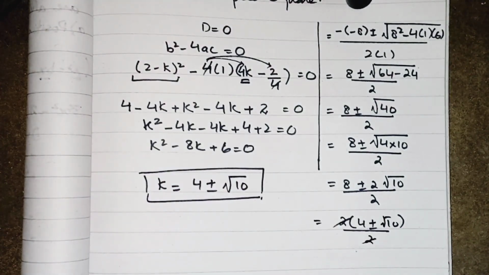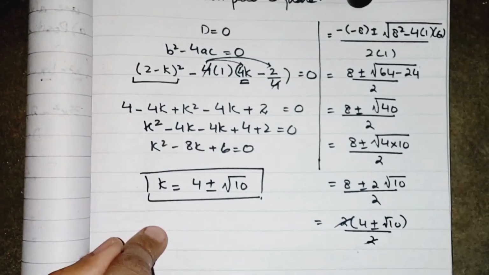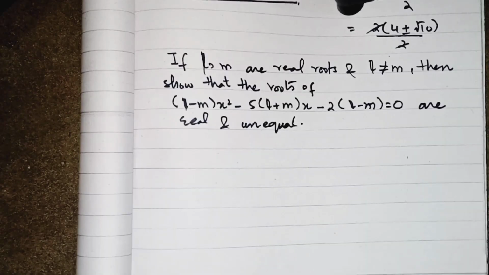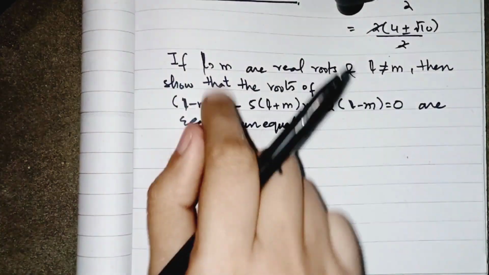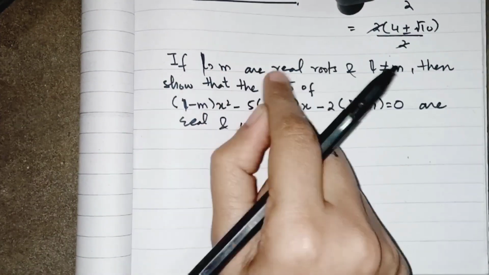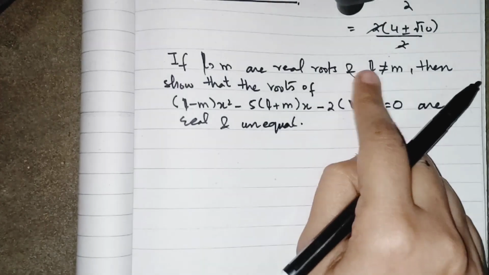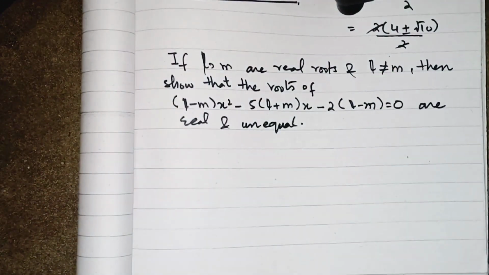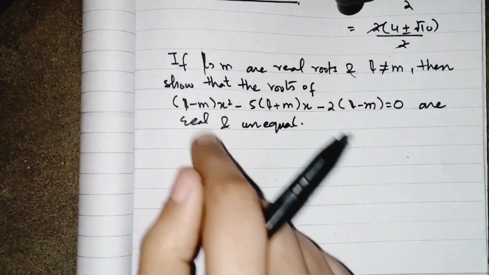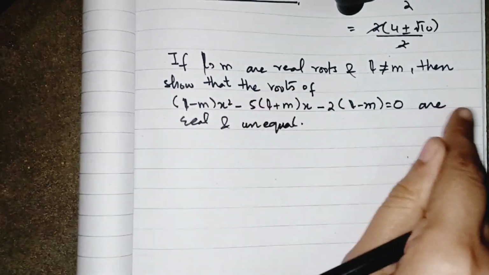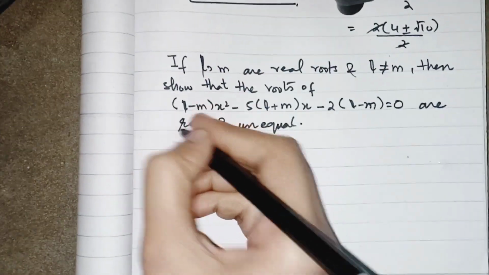As you see, we are applying the basic information using the nature of roots to get the answer for k. Now we have a little challenging question. If L and M are real roots and L is not equal to M, then show that the roots of this equation are real and unequal.